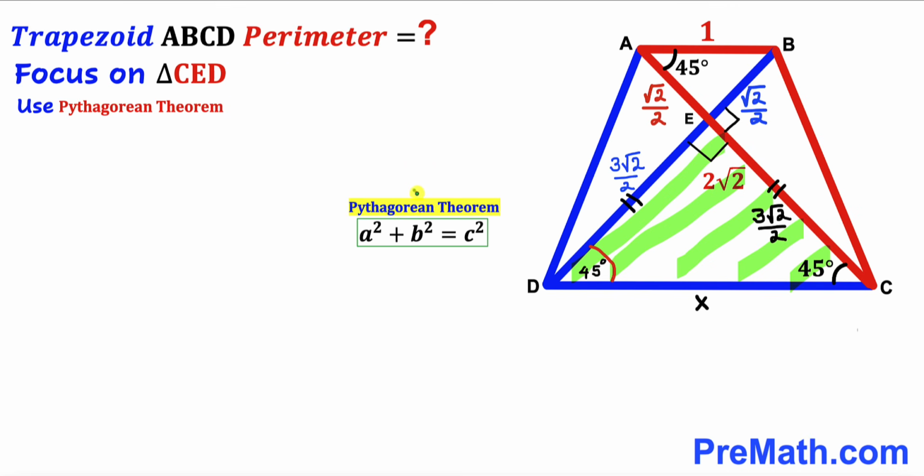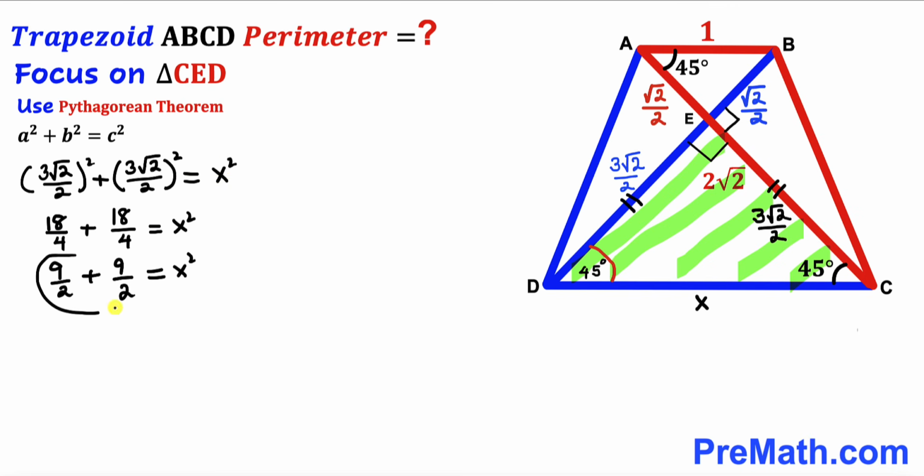And here's our Pythagorean theorem once again, a square plus b square equal to c square. And here our hypotenuse is x, whereas our two other legs are 3 times square root of 2 divided by 2, and likewise 3 times square root of 2 divided by 2 as well. Let's go ahead and fill in the blanks in this Pythagorean formula. So we got 3 times square root of 2 divided by 2 whole square, plus likewise 3 times square root of 2 divided by 2 whole square equals x square.